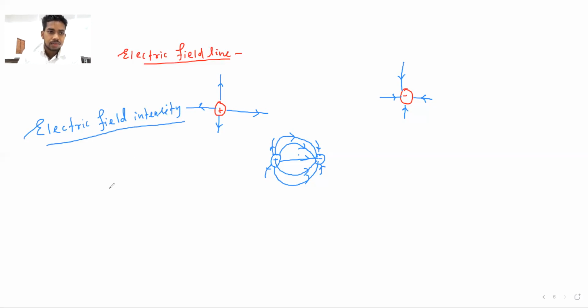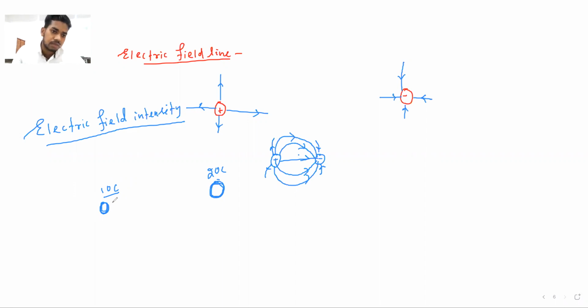If a 10 coulomb charge is there and a 20 coulomb charge is there, obviously you can say in case of 20 coulomb the field strength is more than that of 10 coulomb, because the magnitude is more and it will produce more field lines. The charge which produces more field lines has more field strength.